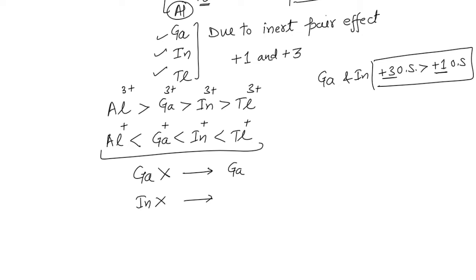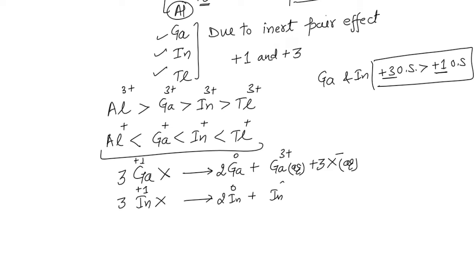See, we get gallium and gallium 3+ in aqueous solution, along with X negative aqueous. So we get 3X negative and 2 gallium and 1 gallium 3+ aqueous. Same is the case with indium. Indium in +1 oxidation state gives indium 0 and indium 3+ aqueous, plus 3X negative. I said they undergo disproportionation.